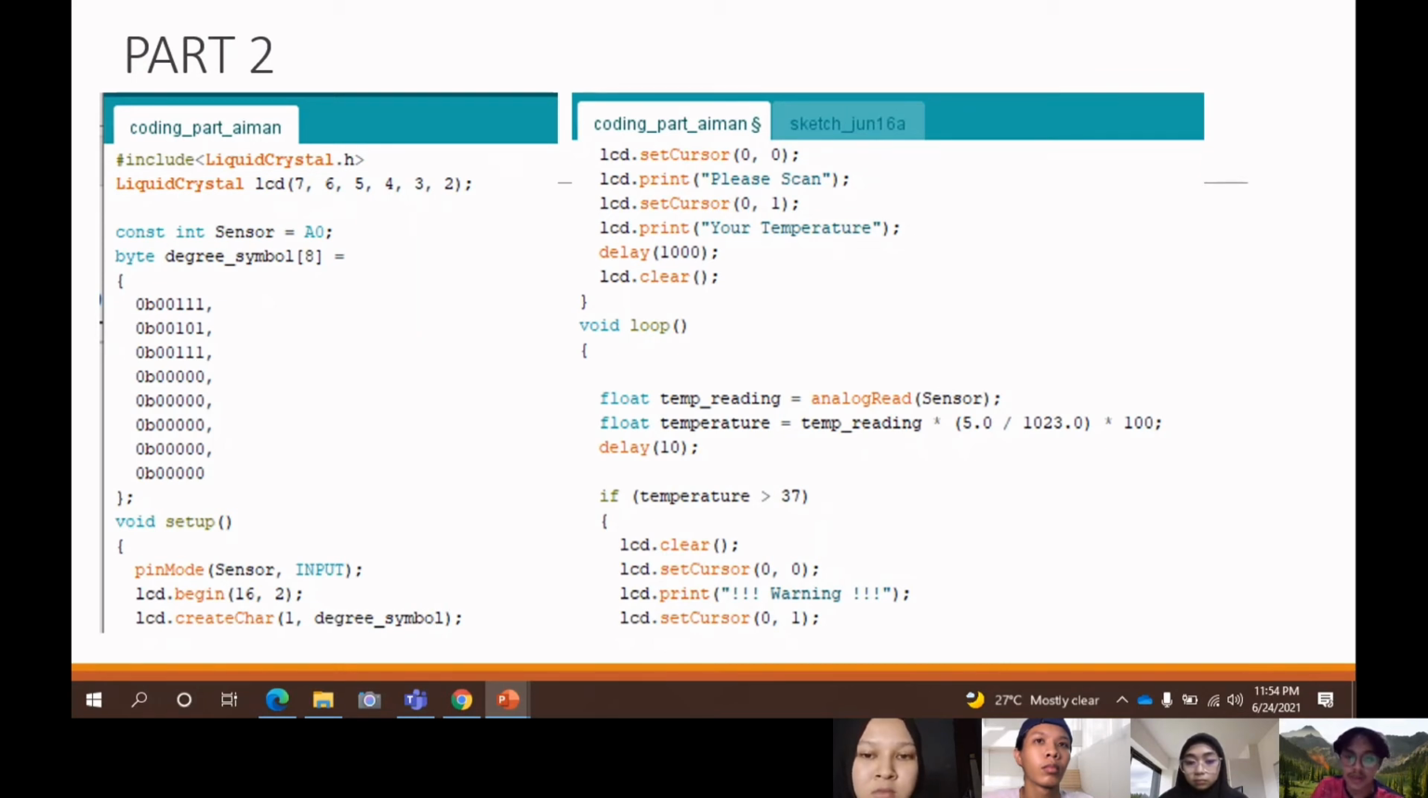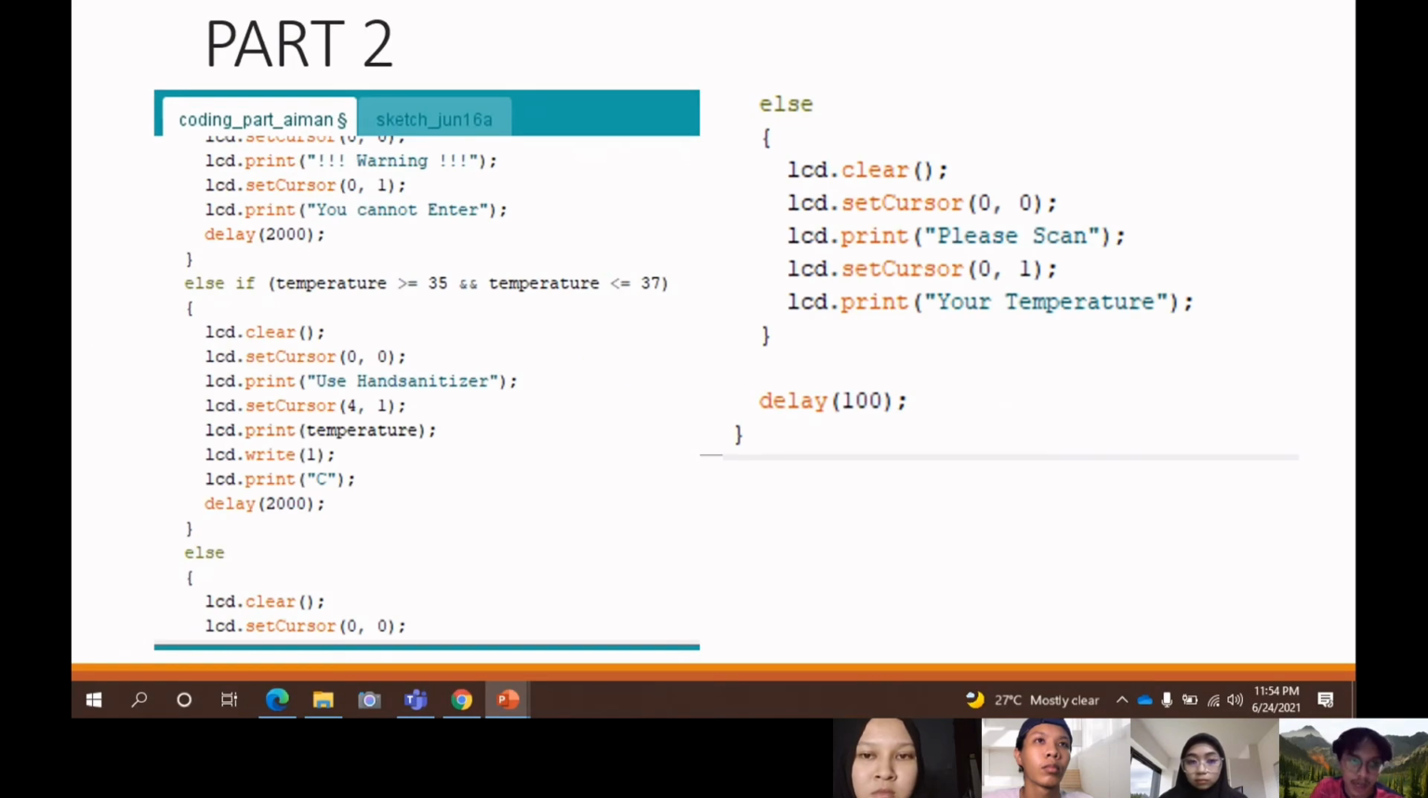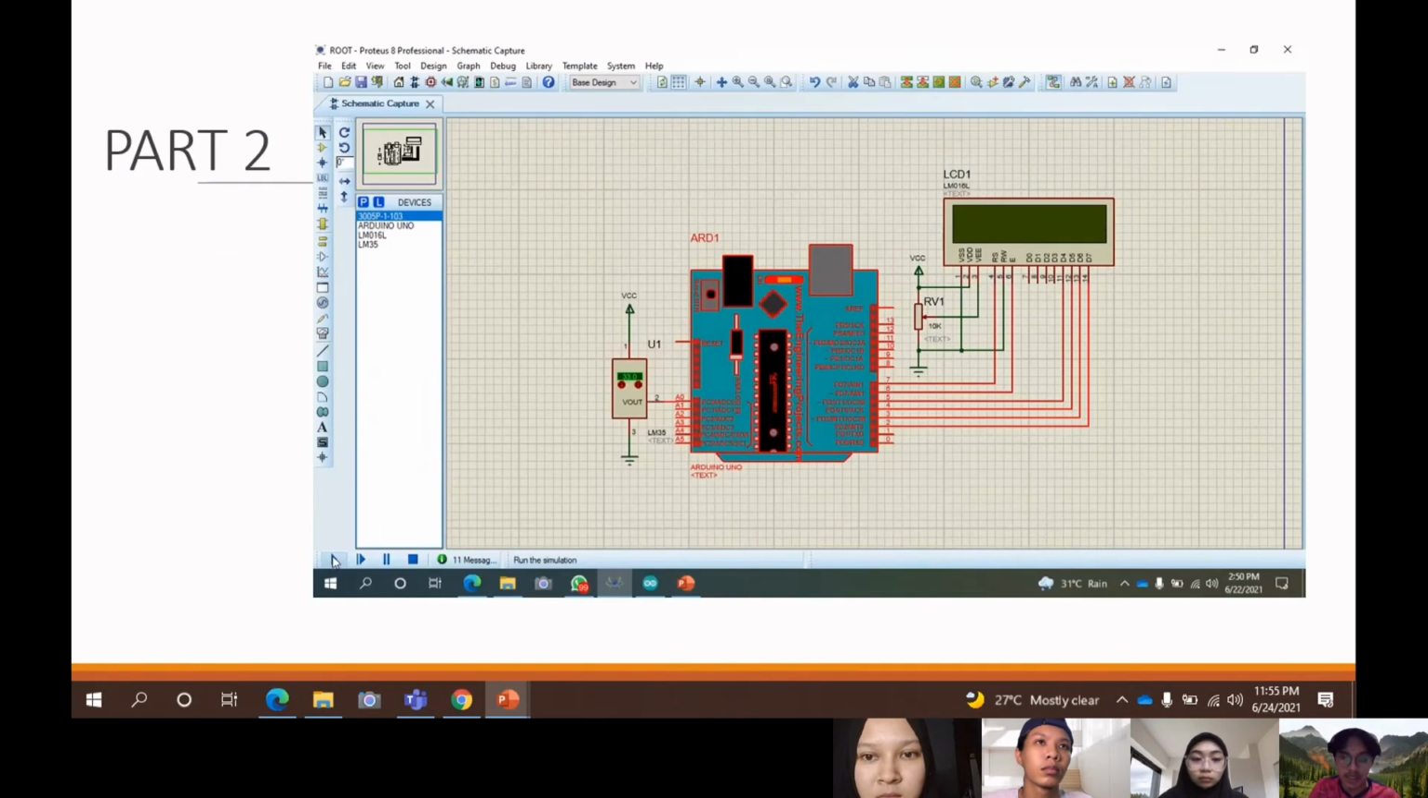LCD will display warning you cannot enter, and if the temperature range 35 to 37, the LCD will display use hand sanitizer with delay 2 seconds.